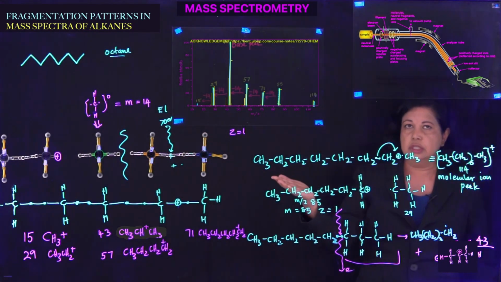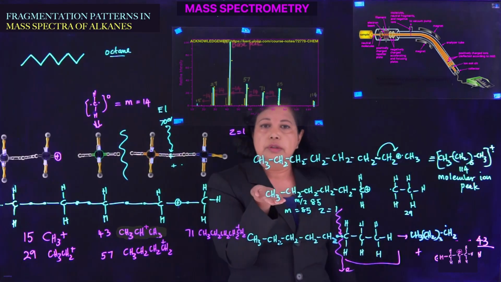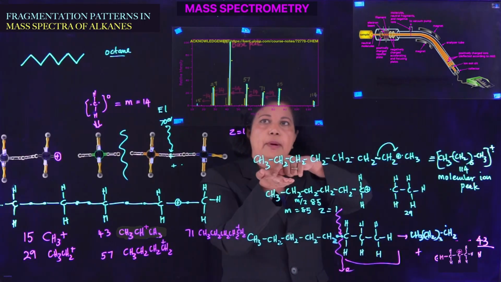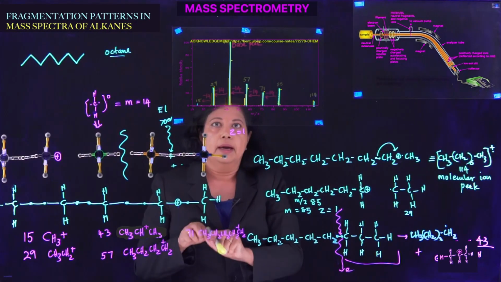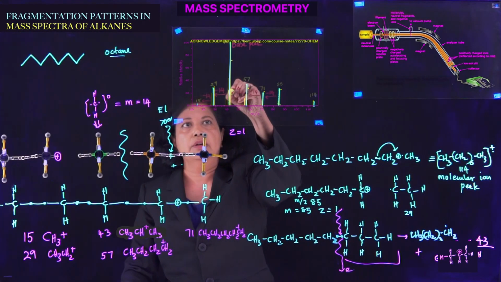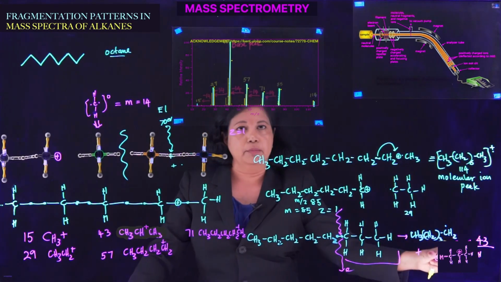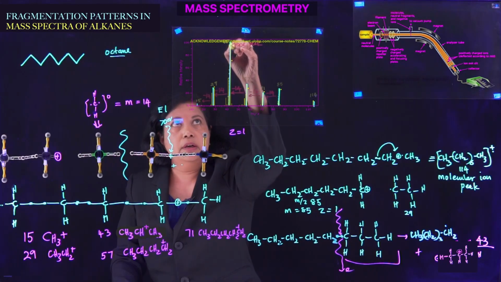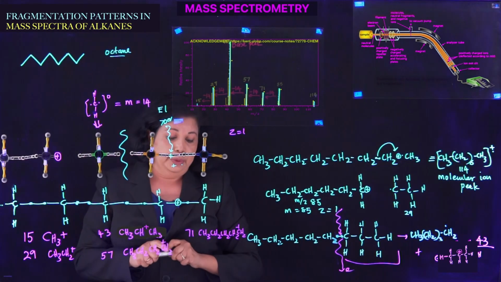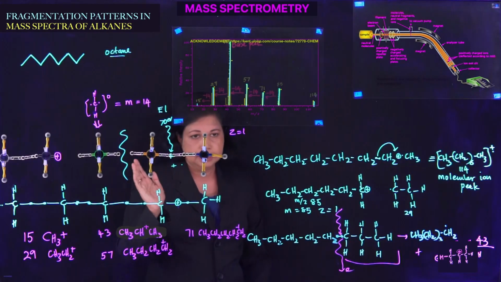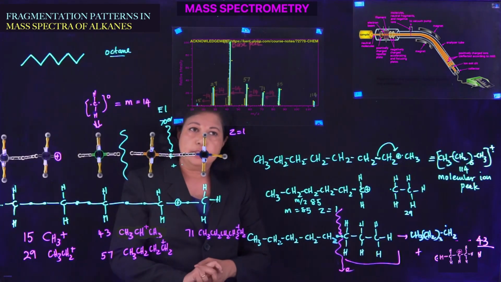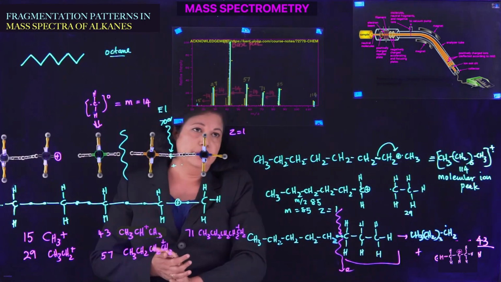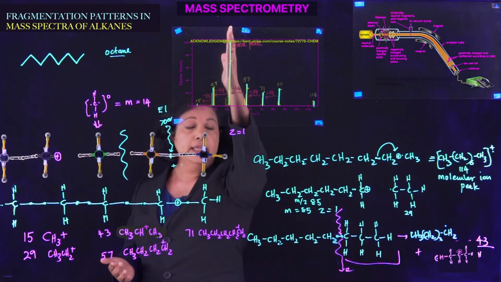The detector is just like a counter, a mass counter. It says, okay, 43 coming in, pile it on. 43 coming in, pile it on. And it just piles on whenever this fragment comes through. So since you have this coming through, it piles on and piles on, and you would get that as the maximum peak. That's called the base peak. Everything is measured against that. Relative abundance is measured against that.